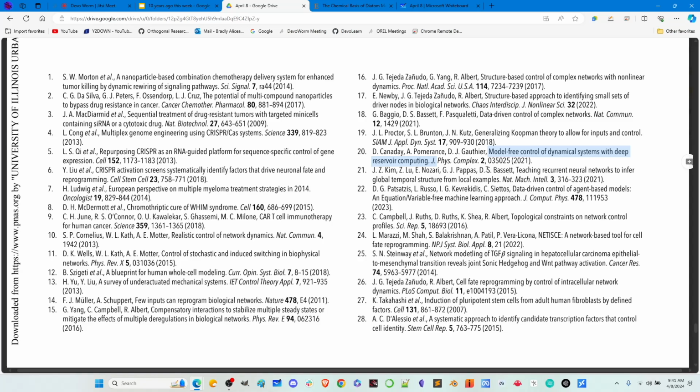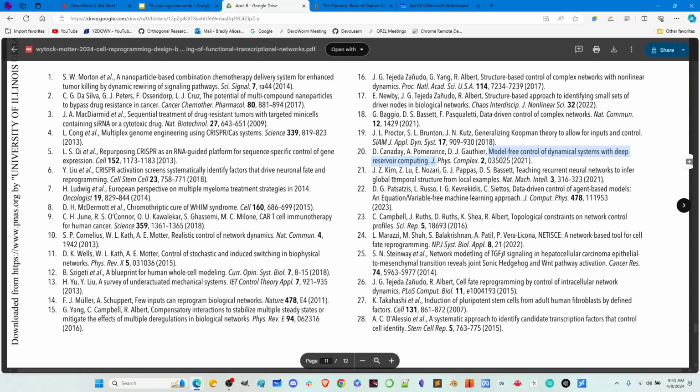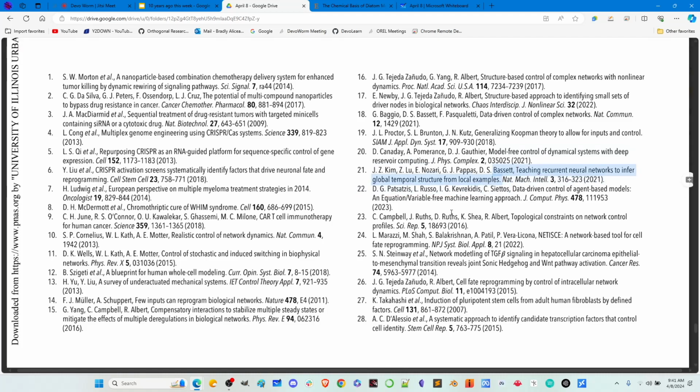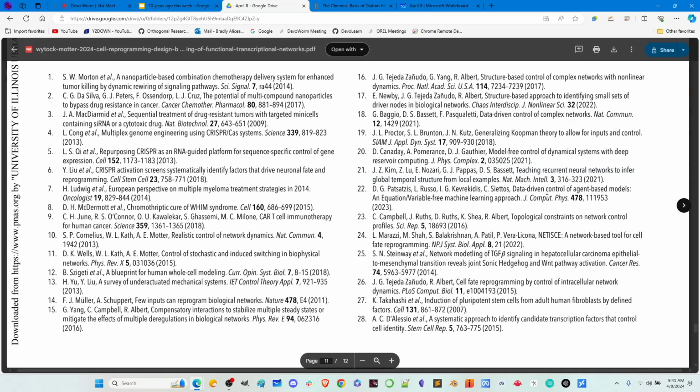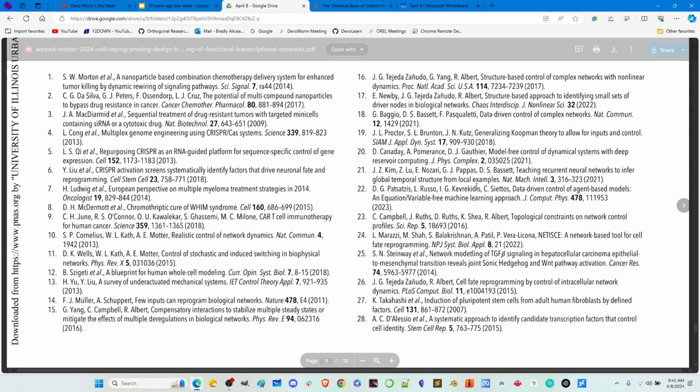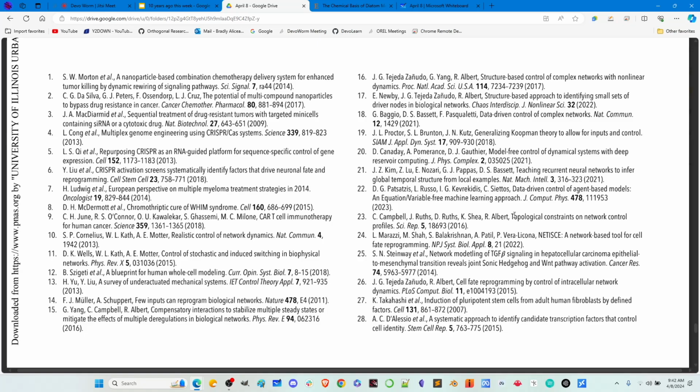This is 21. This is Danny Bess. It's also an author on this. Teaching recurrent neural networks to infer global temporal structure from local examples. So this is where you're trying to predict global temporal structure. Again, this is just generalizing things. And then this 22 is data-driven control of agent-based models, an equation variable-free machine learning approach. So this is again working now with agent-based models and using data to control those, and control theory and all that.